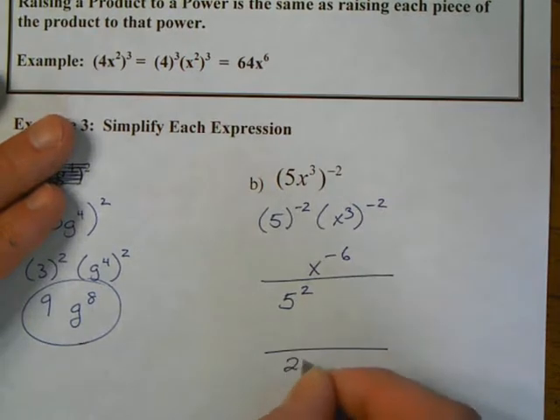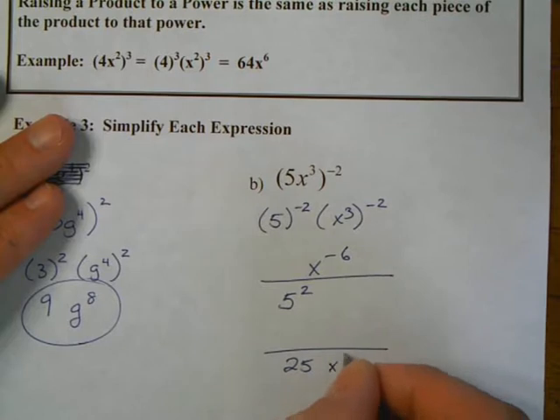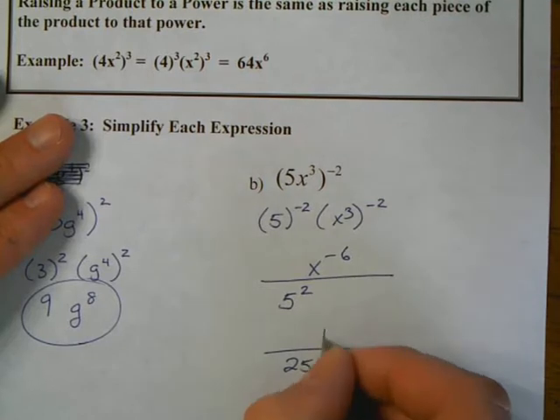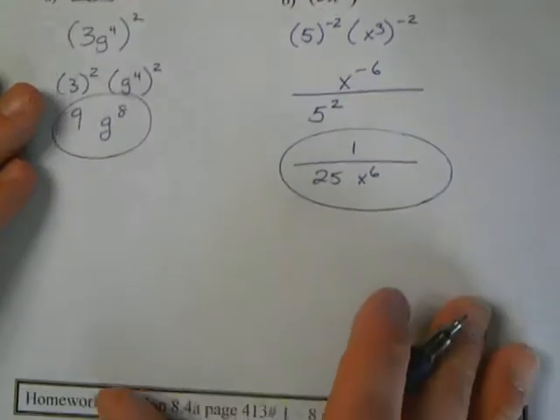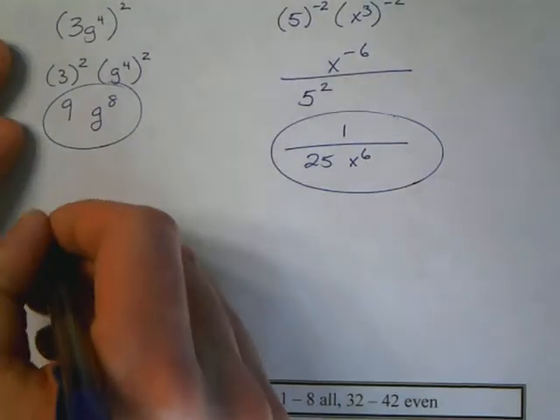Now you say to yourself, if the 5 went to the bottom, why doesn't the x? Well, it does. 5 squared is 25, and the x to the 6 goes to the bottom as well. If there's nothing left in the top, it remains as a 1.